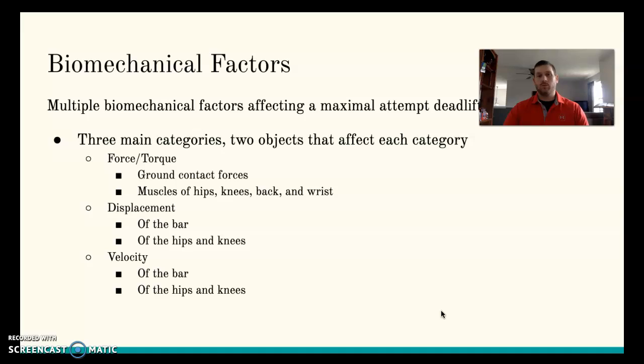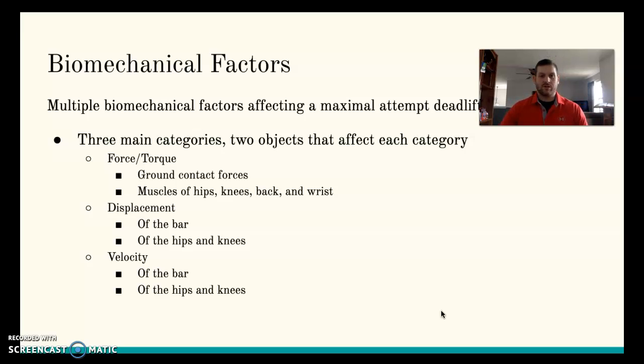It's also applied to the bar, but also it's applied through the moment arms of the muscles of the hips, knees, back, and wrists in order to produce torque to not just lift the bar up, but also to stabilize and to keep the bar from falling out of our hands. Okay, displacement, obviously we're looking at displacement of the bar, but also the displacement of the hips and knees, because this is going to affect our angular velocity, which is going to affect our torque.